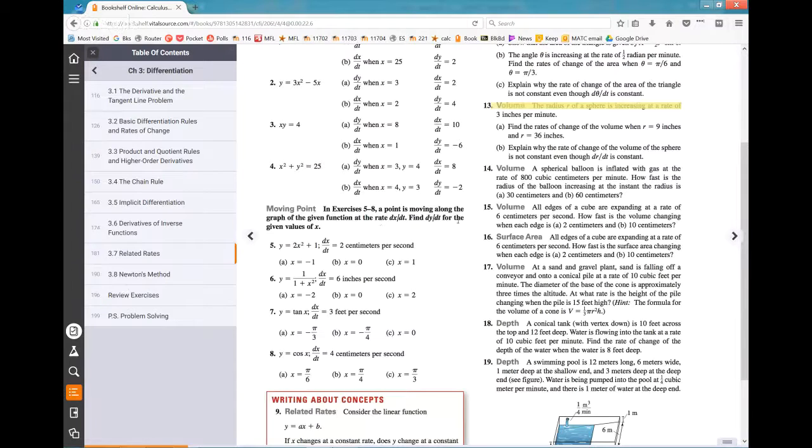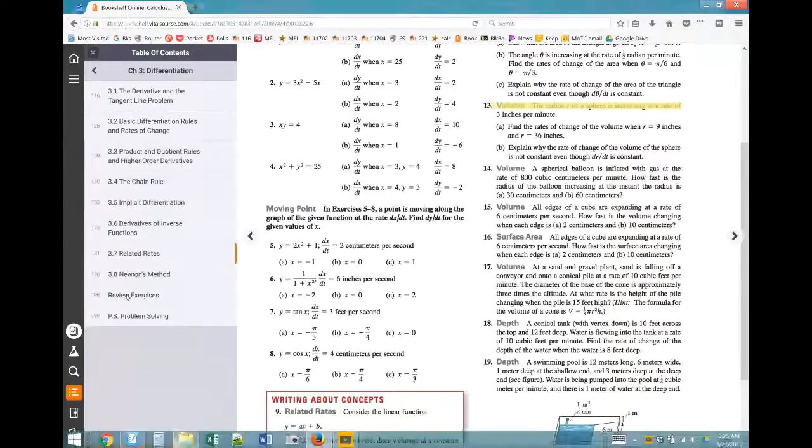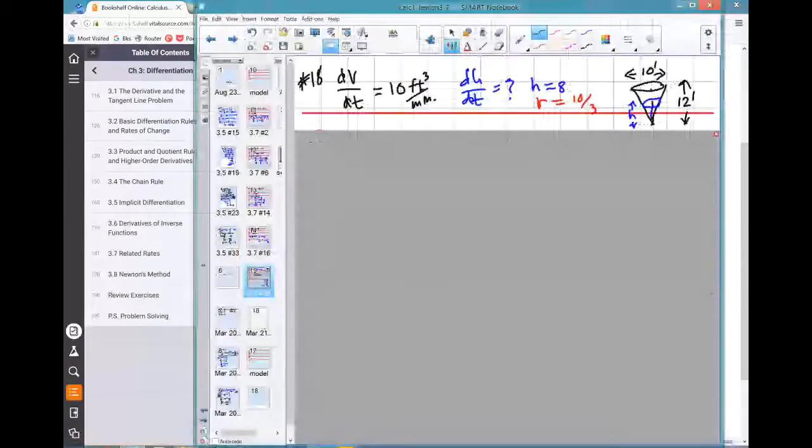So 10 feet across, 12 feet deep. Water is flowing into the tank at a rate of 10 cubic feet per minute. So that's really what? dV/dt. The rate that the volume is changing over time. dV/dt is 10. So let's go back. Yeah, dV/dt is 10 cubic feet per minute. So we've been given that.